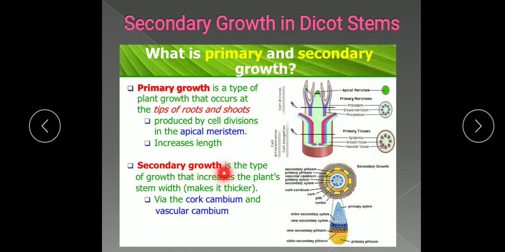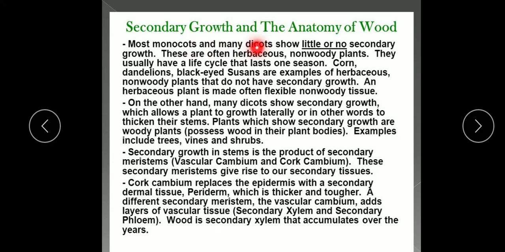Now what is secondary growth? Secondary growth is a type of growth that increases the plant's stem width, meaning its diameter increases, and the plant becomes thick, meaning the shoot part becomes thick, or the root part becomes thick during the secondary growth. This secondary growth takes place with the help of the lateral tissues known as the cork cambium and the vascular cambium. So let me see the secondary growth and how the anatomy of wood is affected by the secondary growth.